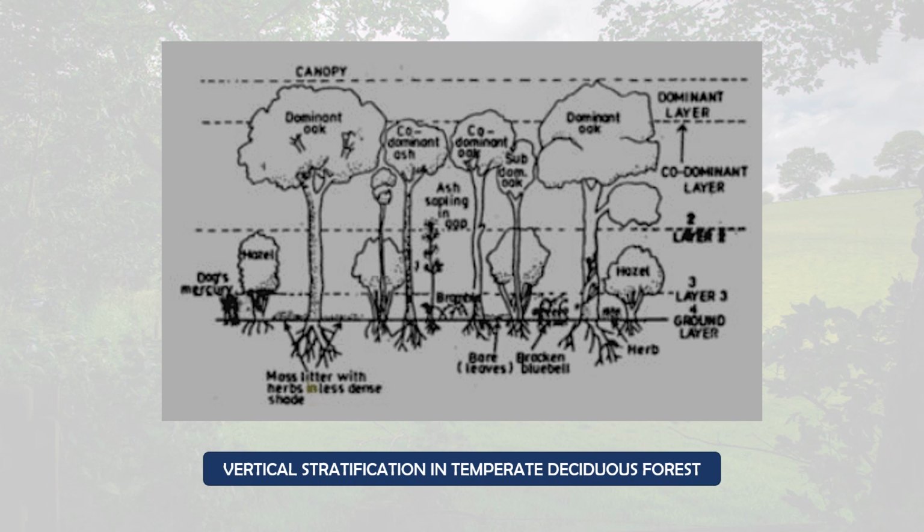Then we have our second layer, that is the shrub layer. It is located below the dominant or crown layer and is represented by plants of shrubby life form. And next is the herb layer. It is the third layer and is formed by herbaceous plants. And the last one is the moss layer or ground layer. It is represented by mosses on the ground surface.